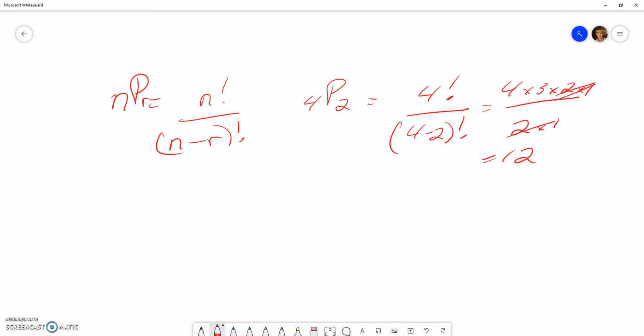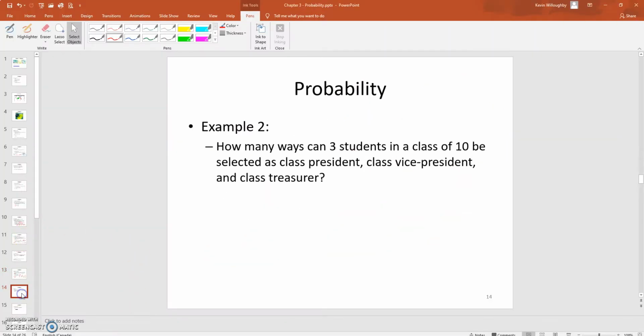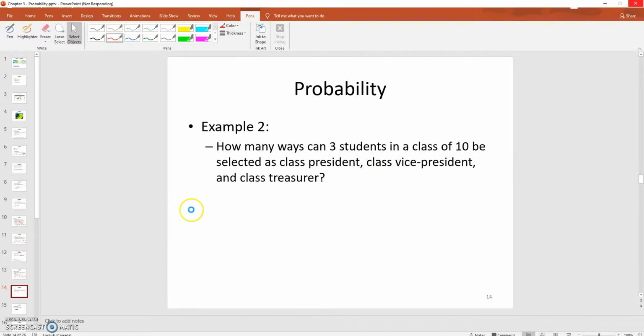Oops, let's go back to our PowerPoint. Let's do this one. How many ways can 3 students in a class of 10 be selected as class president, class vice president, and class treasurer? So there's something about order or preference here. We are not going to list these out because this would take too much time. So we're going to use the formula.